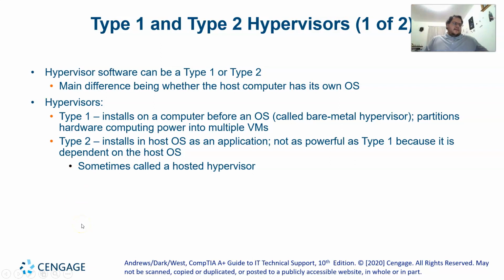If you look at the computers at school or in the labs, they do have a type 2 hypervisor when they're using VirtualBox. That's what it is: you have to have an operating system and the software.